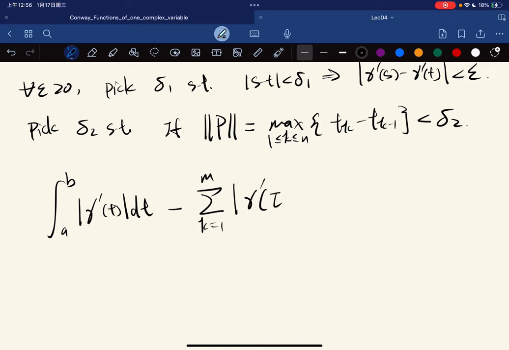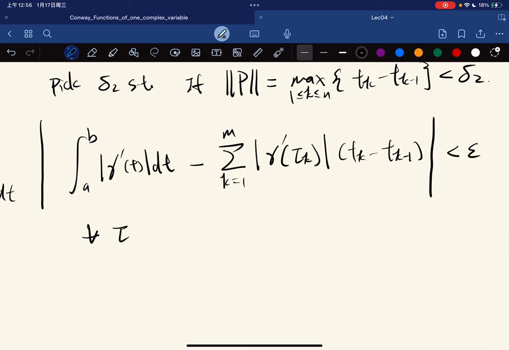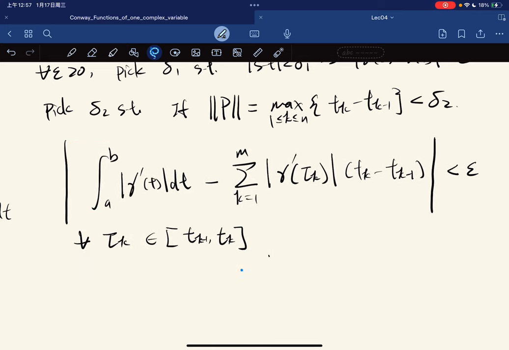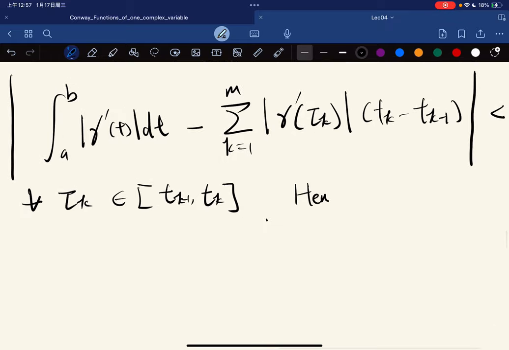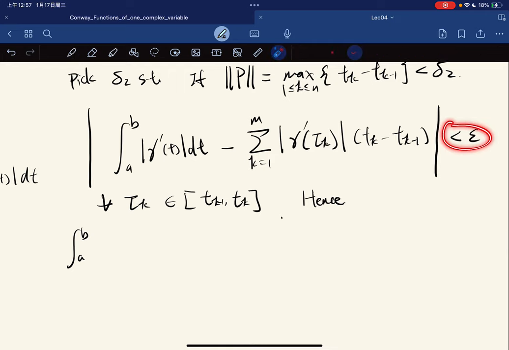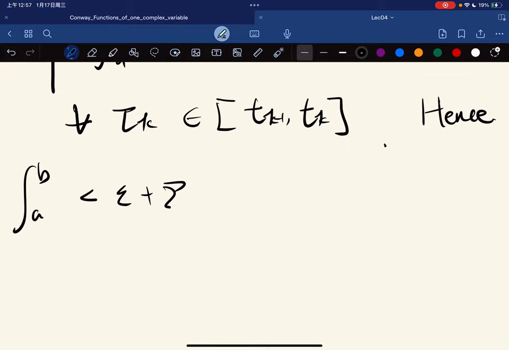this is a result from Riemann-Stieltjes integral. Okay, this is a result from Riemann-Stieltjes integral of the absolute value, this thing, less than epsilon, for any tau k, alright, so we're just using that it's integrable. So with that being said, hence, we have what? The integral from a to b. So we're just breaking this inequality. We have this is less than what? Epsilon plus the sum. Okay? It's just epsilon plus.